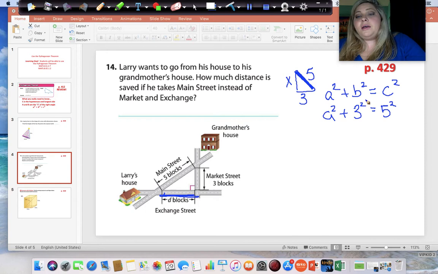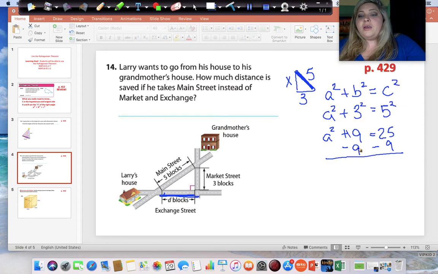Okay, so I'm going to actually do the math here. 3 squared is 3 times 3, which is 9. Bring down your a squared. And 5 squared is 5 times 5, which is 25. We want to subtract our 9 to get our a squared by itself. This cancels, and we are left with a squared equals 25 minus 9, which is 16.